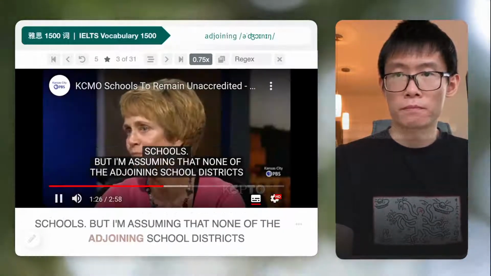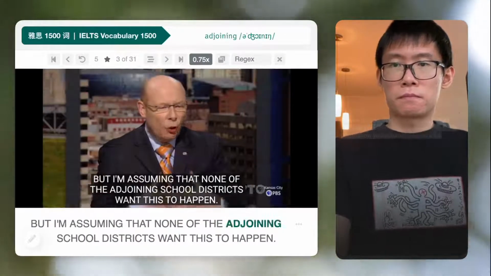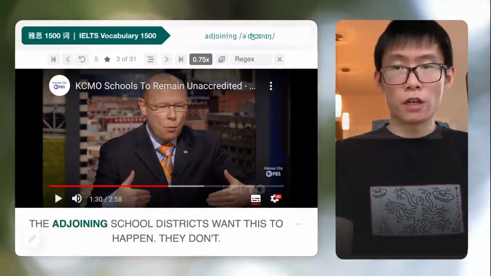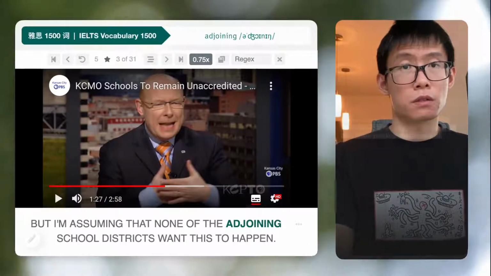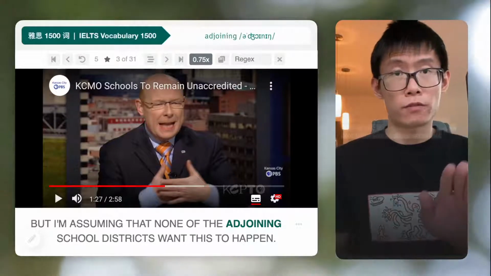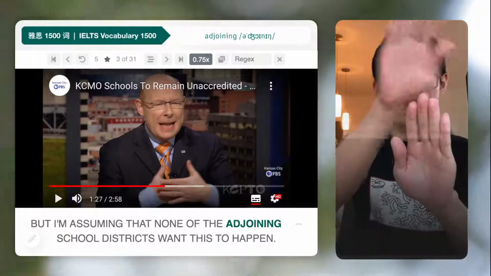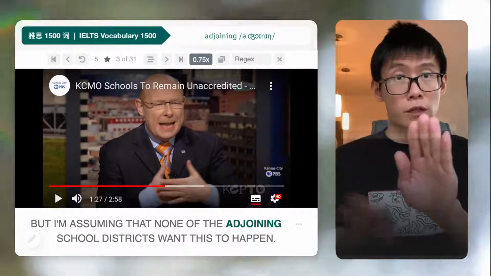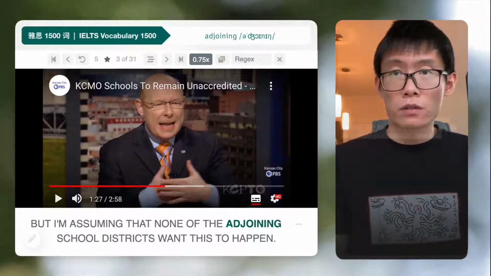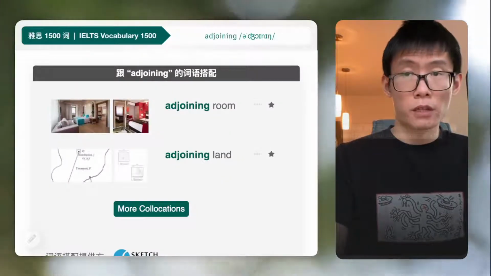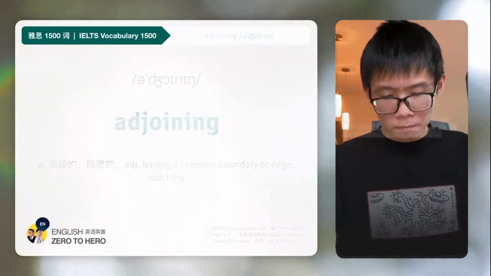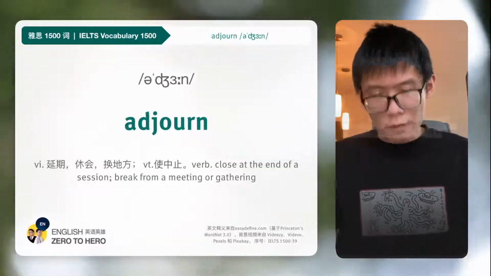Public schools. But I'm assuming that none of the adjoining school districts want this to happen. So none of the adjoining school districts are simply none of the neighboring school districts, right? So you have this one school district, and then you have many other school districts around it. That's adjoining school districts. All right, so that's adjoining. Simply means adjacent or next to. Okay, 39.